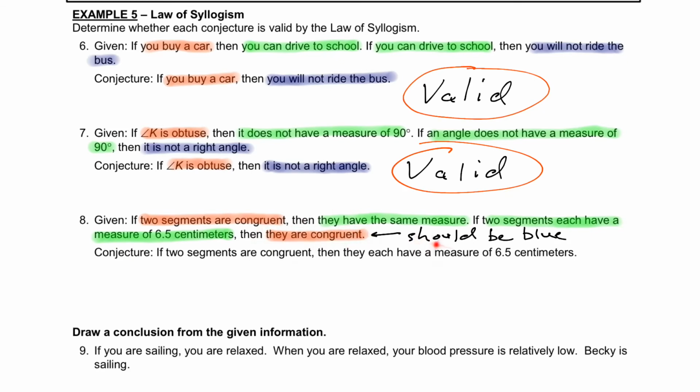And I put the note here that that should be blue. Now, I don't even need to go and consider any further. All right, I'm not even looking at this conjecture down here because as soon as I see that the structure fails or is incorrect, I know that this argument is not valid by the law of syllogism. Okay, so it's invalid.